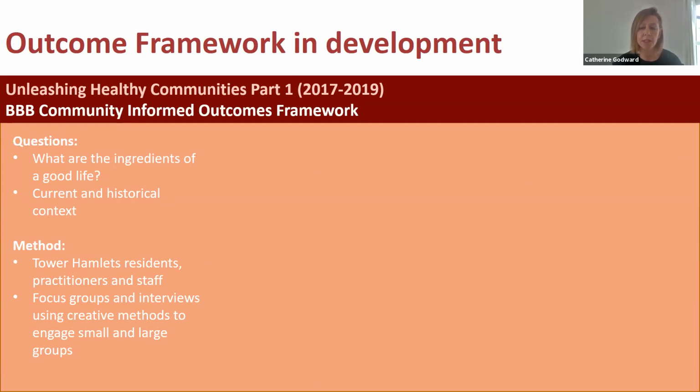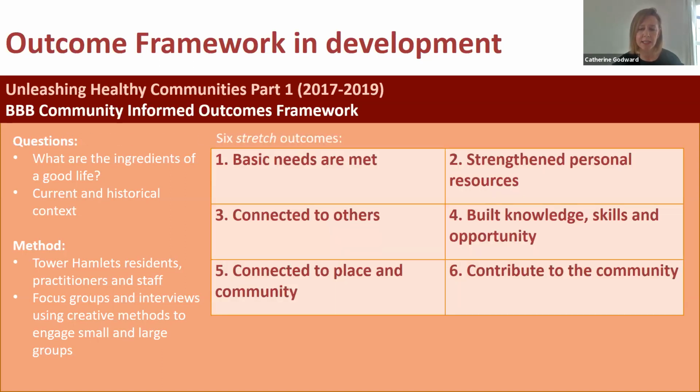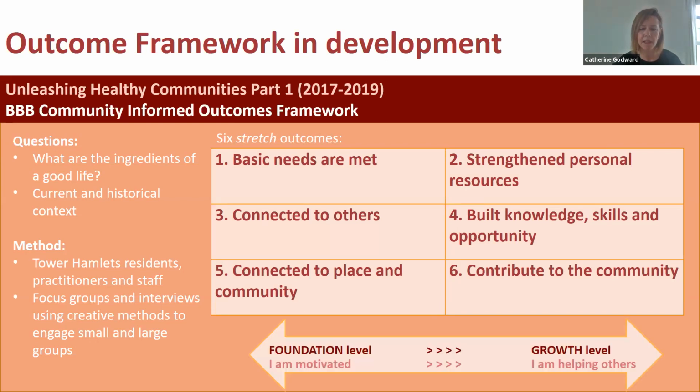A range of creative community engagement methods were implemented, and focus groups and interviews were conducted. All responses have been collected into 6 outcomes: basic needs met, strengthened personal resources, connection to others, built knowledge, skills and opportunity, connection to place and community, and contribution to the community. The stretch element of each accommodates the possible range from a foundation to a growth level. So in the case of contribution to the community, somebody after engaging with Bromley by Bow may feel motivated. Equally, they may be helping others after engaging with Bromley by Bow, and both are valid outcomes.